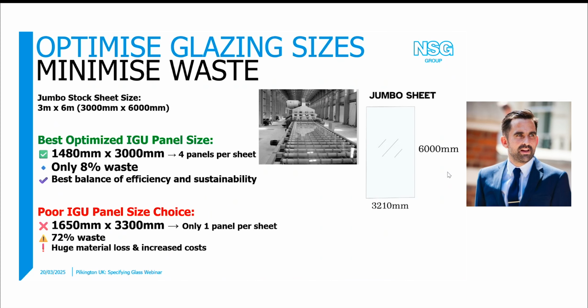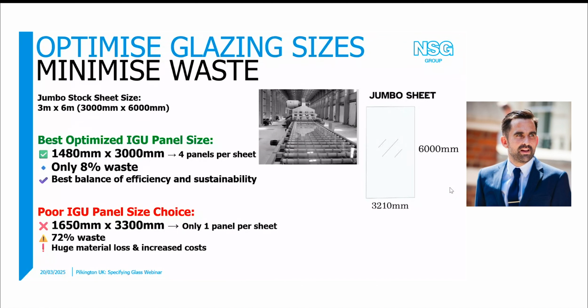Our largest panels that we produce are called jumbo sheets. They're about 6 meters by 3.2 meters. We sell those on to glass processors who produce double glazed units, etc. And I asked one of them to share some optimized IGU panel sizes versus some examples of very poor IGU panel sizes.